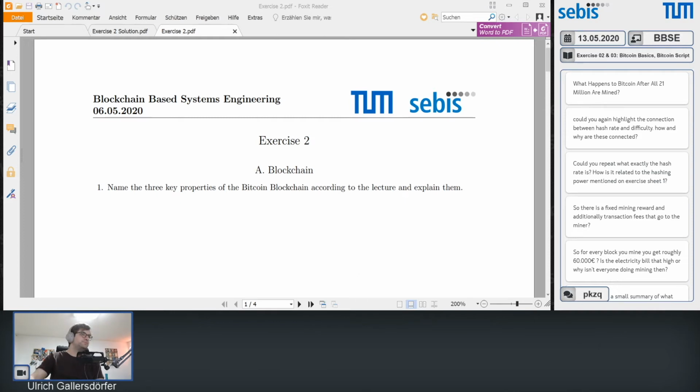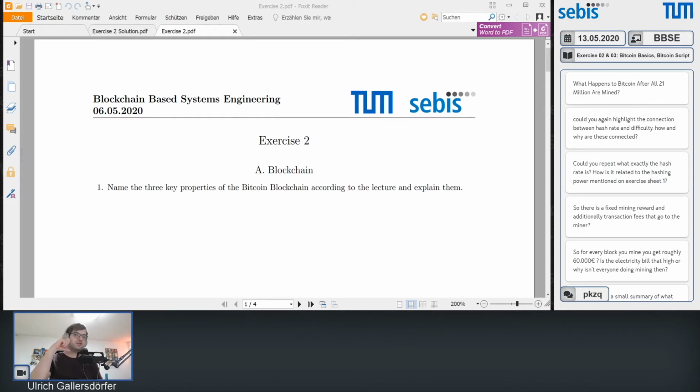And the third one is that the blockchain is transparent. So a blockchain which is not transparent, in terms of you cannot check which contents are in there, is not a blockchain or should not be used. Why? Because there is no integrity proof.